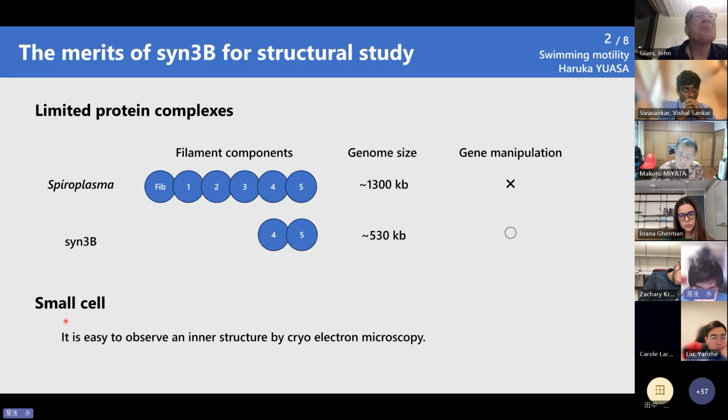Second merit is that syn3B is small. To reveal the structure, we use cryo-electron microscopy. Syn3B is small, so it is easy to observe an inner structure as it is. So these are the merits for using syn3B. Next is our strategy.